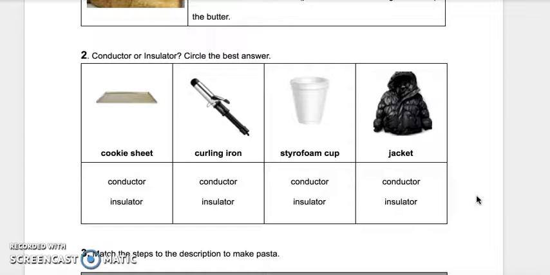Okay, students, let's look at number 2. Number 2, you have to either circle conductor or insulator. Circle the best answer. So first we have a cookie sheet where you put cookies on in the oven. Is a cookie sheet a conductor or an insulator? Then you have a curling iron. So girls or guys use it to curl their hair. Is that a conductor or an insulator of heat? A styrofoam cup. Is that a conductor or an insulator? And a jacket. Is that a conductor or an insulator? Finish this one up. Press pause. Press play when you're ready to go on.